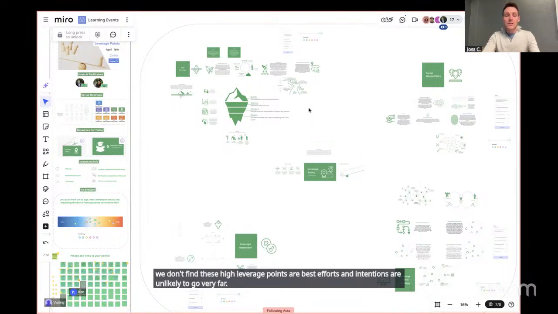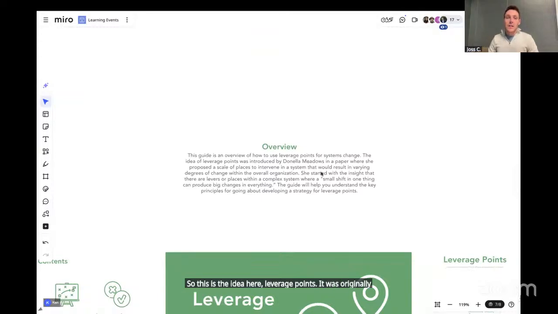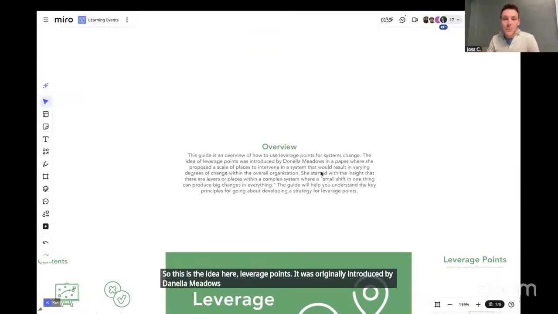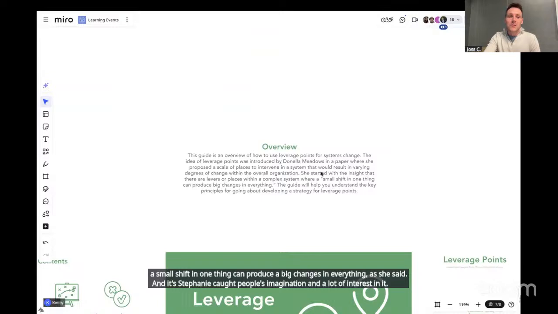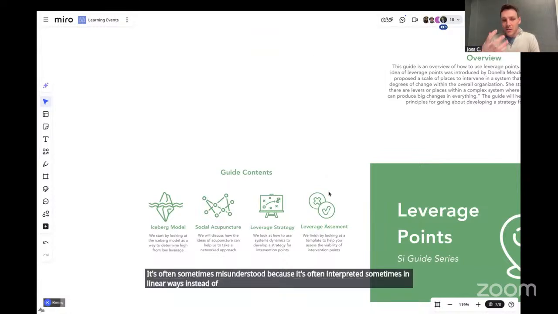So this is the idea here, leverage points. It was originally introduced by Donella Meadows a number of decades ago, maybe the 80s or so. And it's the idea that a small shift in one thing can produce big changes in everything, as she said. And it's definitely caught people's imagination and a lot of interest. It's sometimes misunderstood because it's often interpreted in linear ways instead of this non-linear kind of system stuff we're talking about. So we're going to unpack all of that.